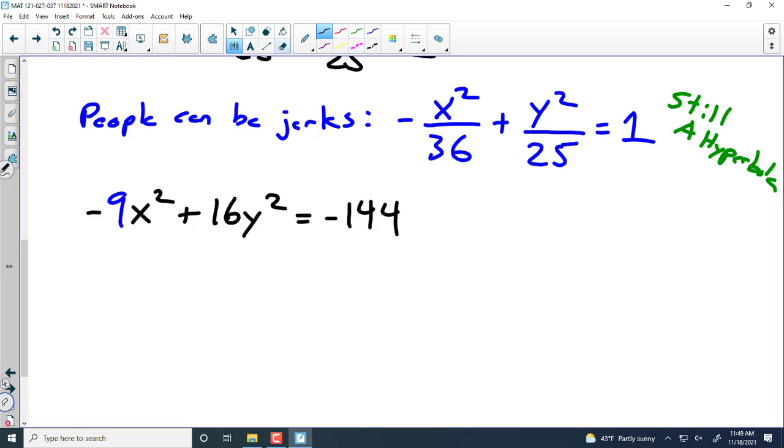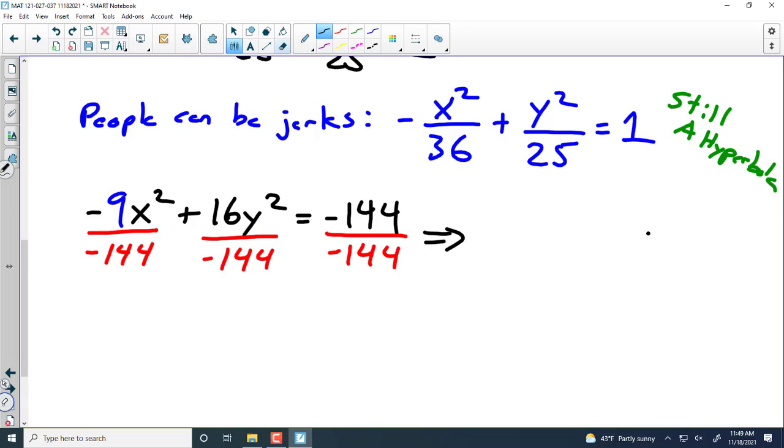That's a hyperbola also. It's an annoying hyperbola, but it's a hyperbola, because you could divide everything by negative 144. Everyone with me so far? If you divide everything by negative 144, this side becomes a 1, just like a hyperbola should have.